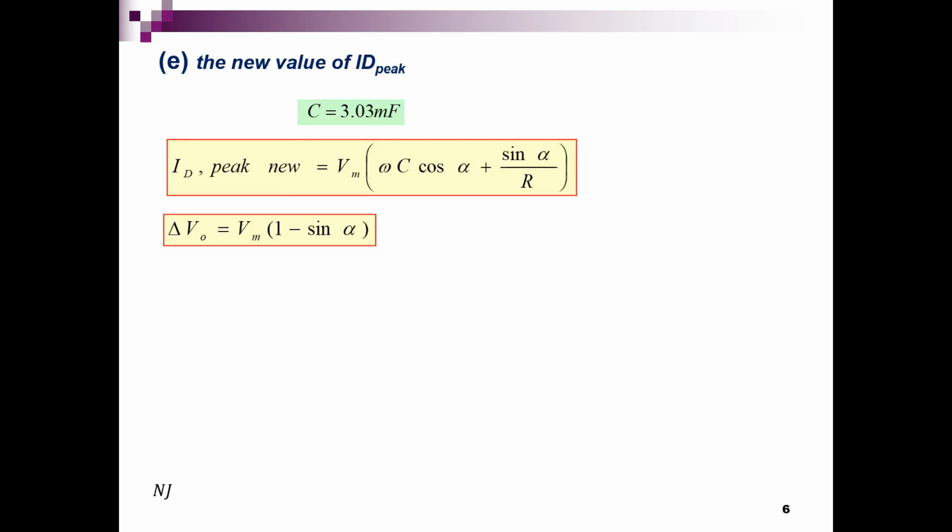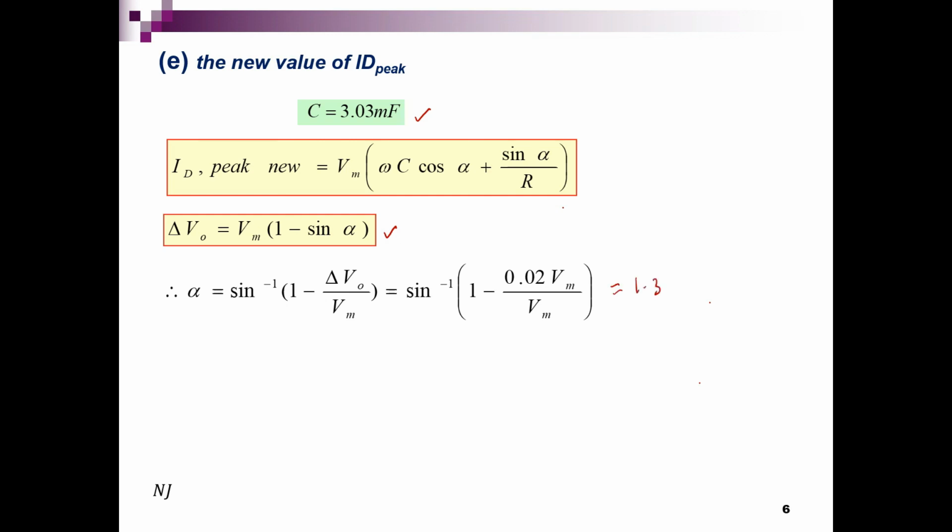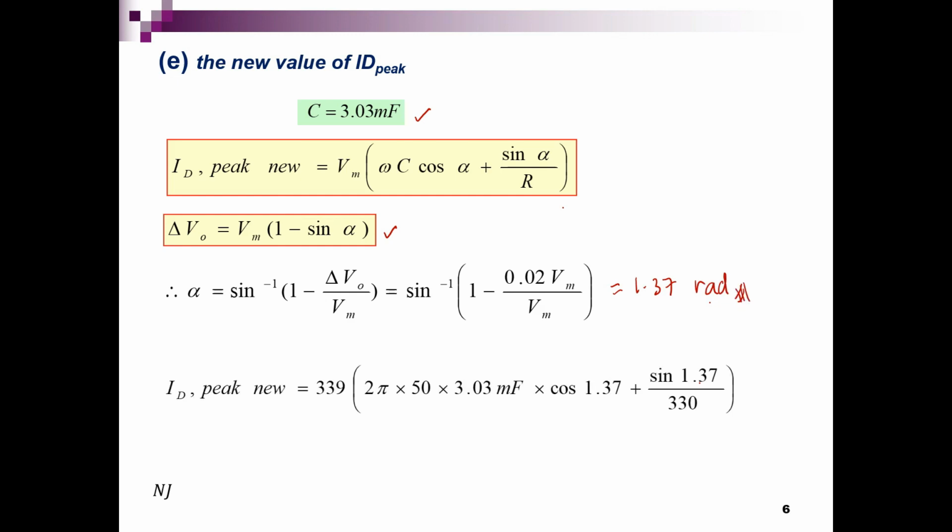Okay, since we have a new value for the capacitor here, we also need to calculate the new value of ID peak as well as for the alpha. And we know that delta Vout equals Vm times 1 minus sine alpha. So rearranging, we will get alpha equal to 1.37. Now we can calculate the new value of ID peak. So by substituting all the parameter values that we have, we will get the new ID peak equal to 65.38 amps.